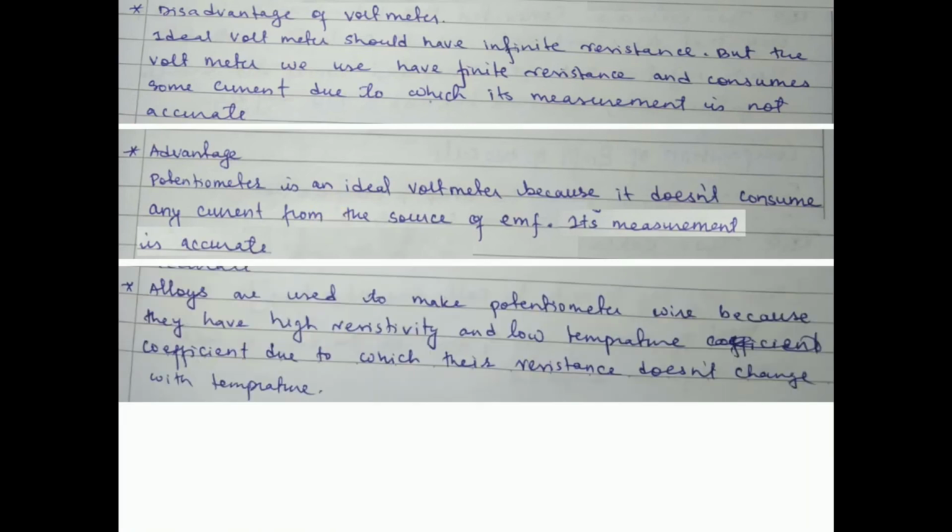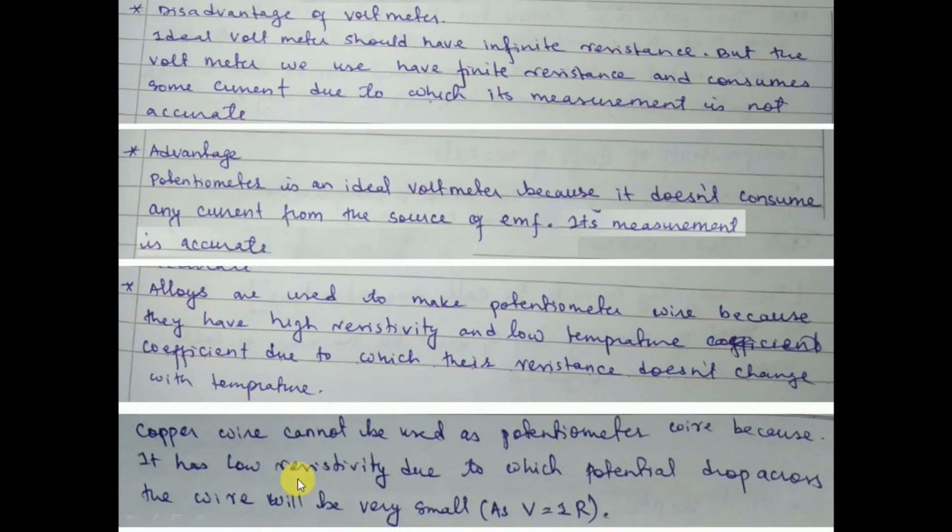Alloys are used to make the wire of the potentiometer because they have high resistivity and a low temperature coefficient, due to which their resistance does not change with temperature. And copper cannot be used because it has low resistivity and cannot measure the potential drop properly, because we know V is equal to IR and it has very little resistance, so it cannot measure the change in potential difference, and its resistance will also change with temperature.